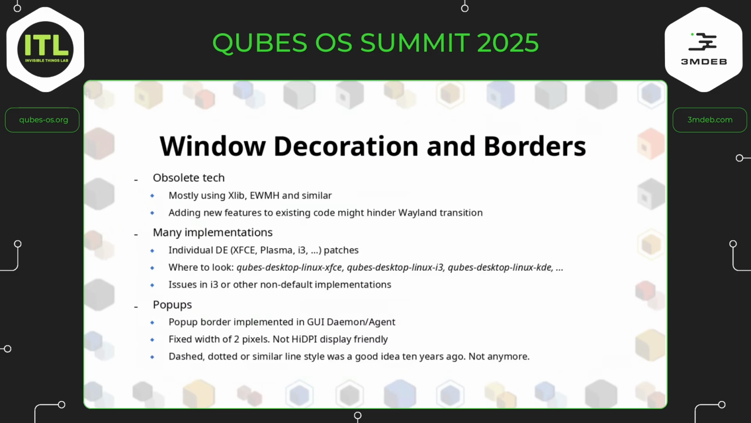Okay, window decoration. Borders. Mostly using obsolete technology, X11 or EWMH. Adding new features will just make VLAN migration harder. Pop-up borders implementation in GUI daemon and GUI agent has a fixed speed of 2 pixels, not very high DPI friendly. And then the X11 dash-dotted or similar line styles were a good idea 10 years ago, not anymore.